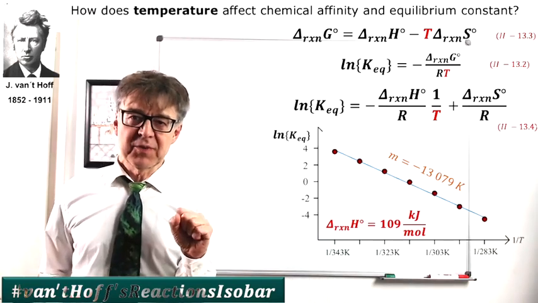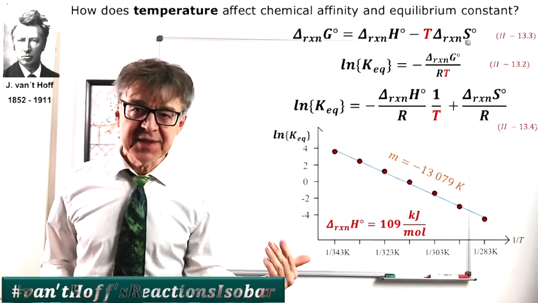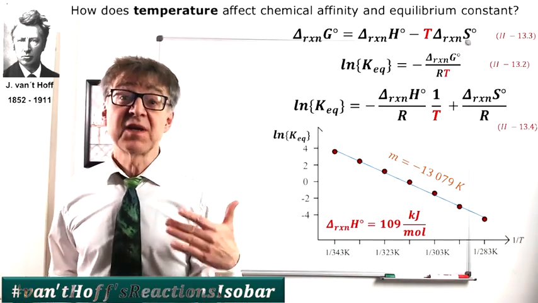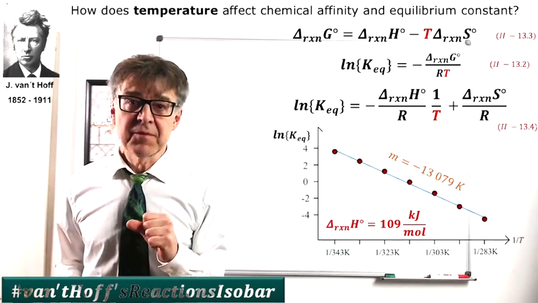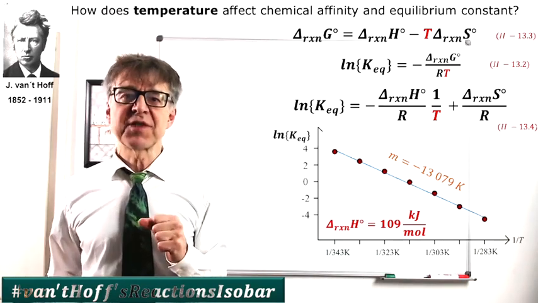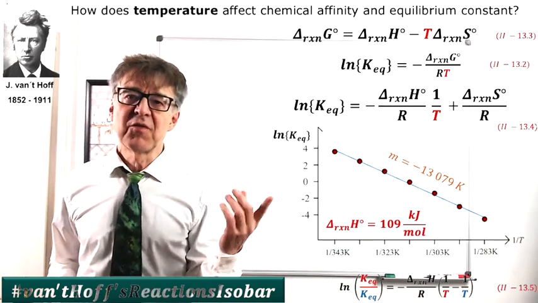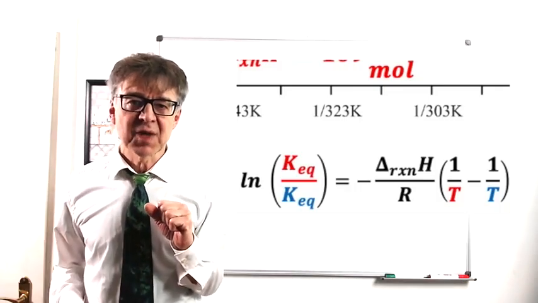With endothermic reactions, the slope will be negative. With exothermic reactions, the slope will be positive. We can also use Van't Hoff's equation to convert the equilibrium constant from one temperature to another.